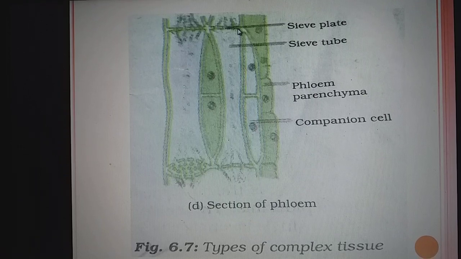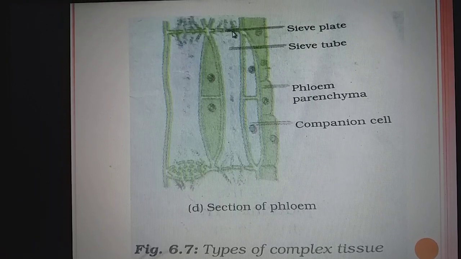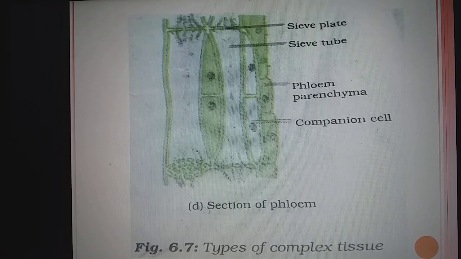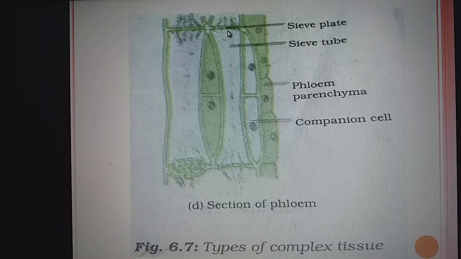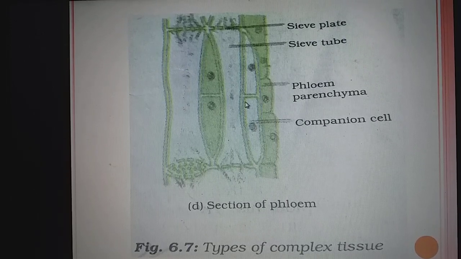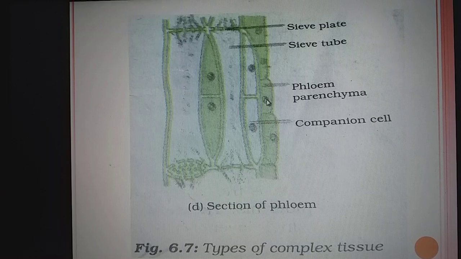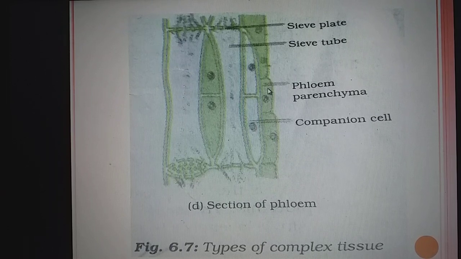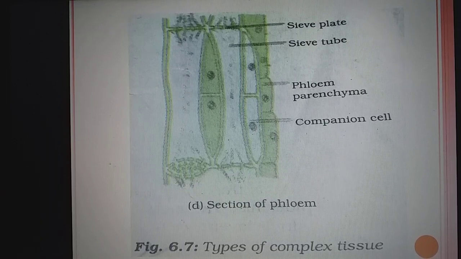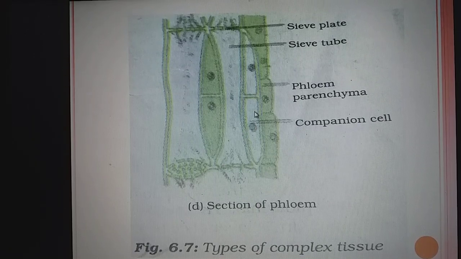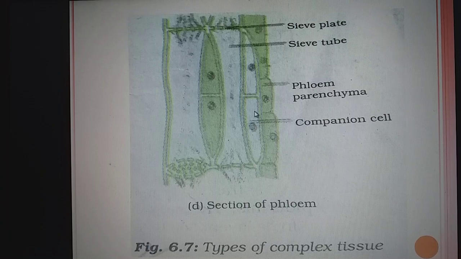Sieve plates are perforated plates. Perforated means it has small holes, like the tea strainers you have seen. In the same way it has small holes through which the prepared food passes. Parallel to this is the phloem parenchyma, which helps in the lateral conduction of food as well as the storage of food. And next is the companion cell, which lies parallel to the sieve tube, and it is also a tube-like structure which helps to conduct the food.